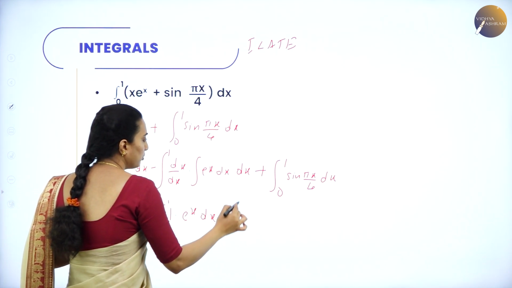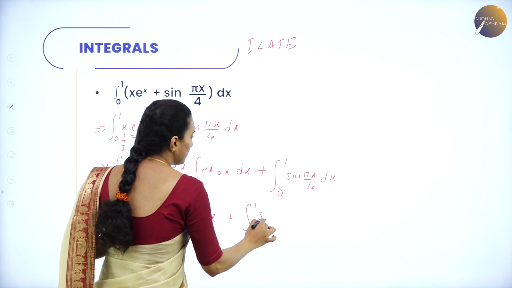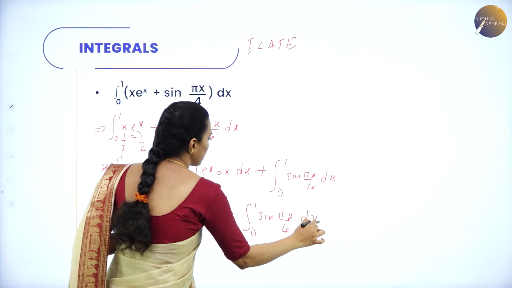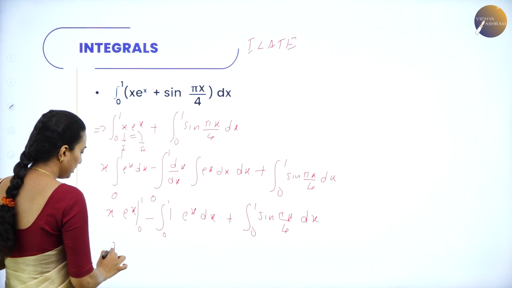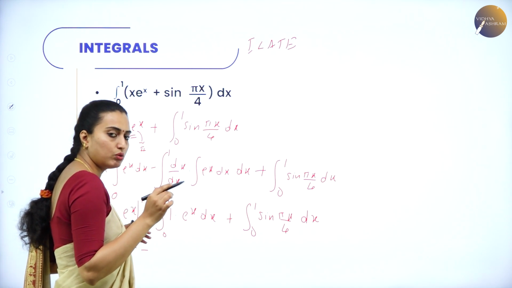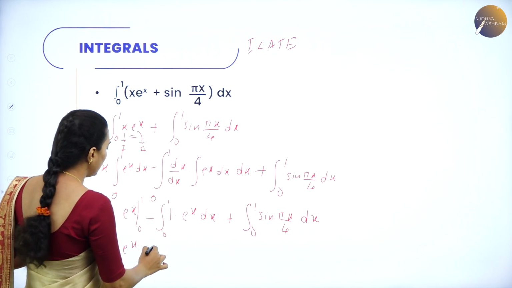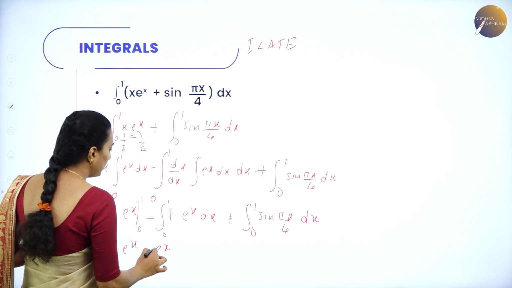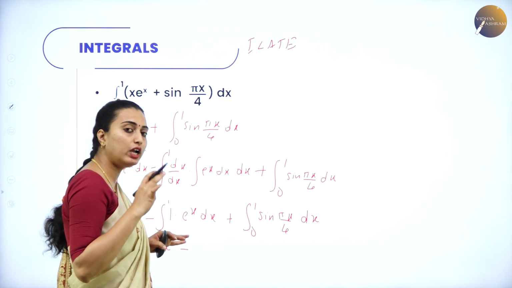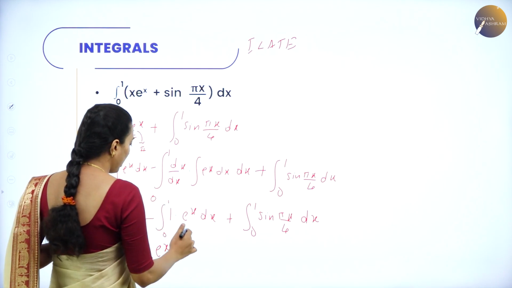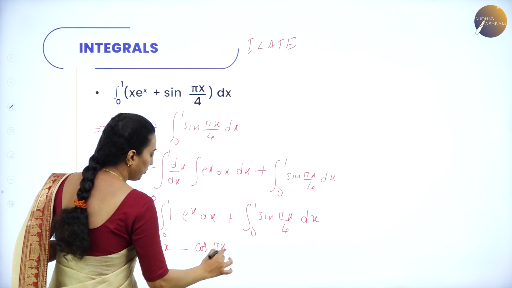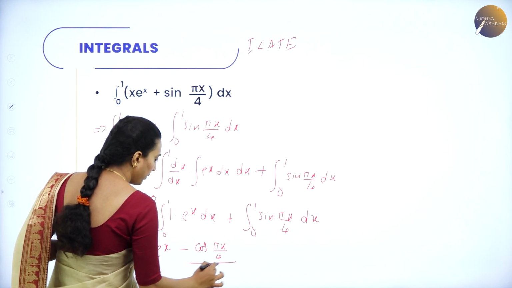So plus you can have here integral 0 to 1 sine pi x divided by 4. Let me integrate this at last. So here x into e power x as it is, minus 1 into e power x, which is e power x only. E power x integration is e power x only. Applying the limit from 0 to 1, plus sine pi x divided by 4 integration is minus cos pi x divided by 4, divided by pi by 4.